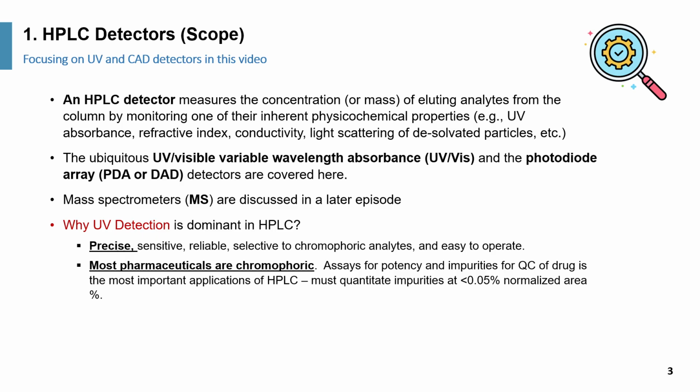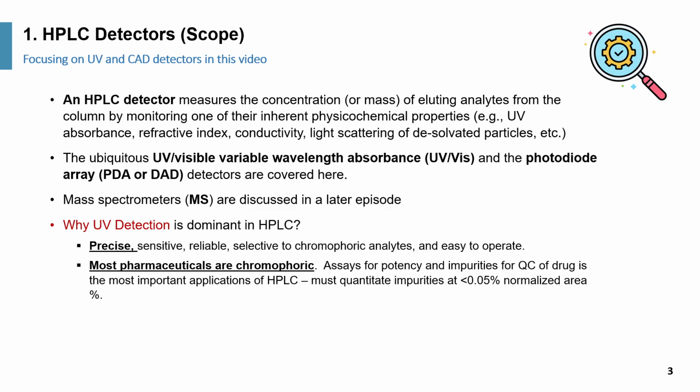This slide shows HPLC detectors, the scope. An HPLC detector measures the concentration or the mass of the eluting analyte from the column to monitor one of the inherent physical-chemical properties, such as UV absorbance and other properties. The UV detector is most ubiquitous as a UV vis or variable wavelength absorbance detector or photodiode detectors. My aspects are discussed in a later episode.